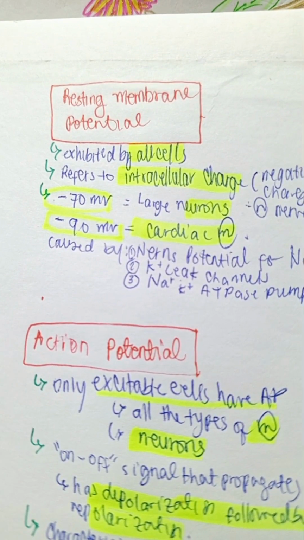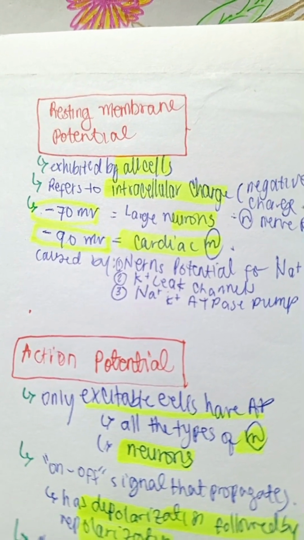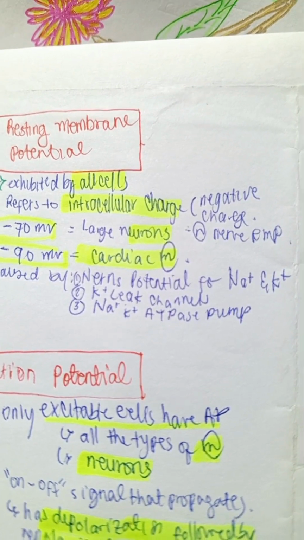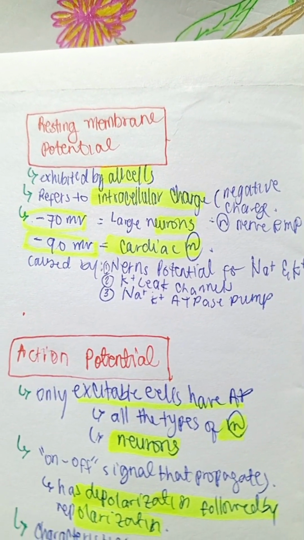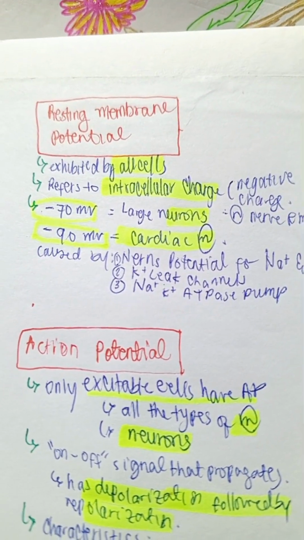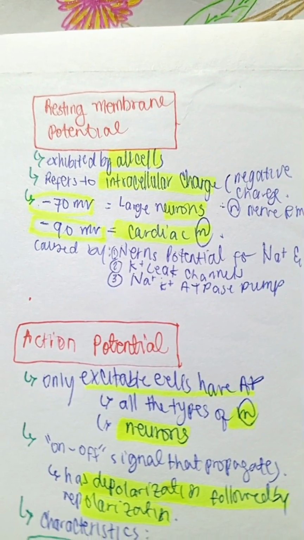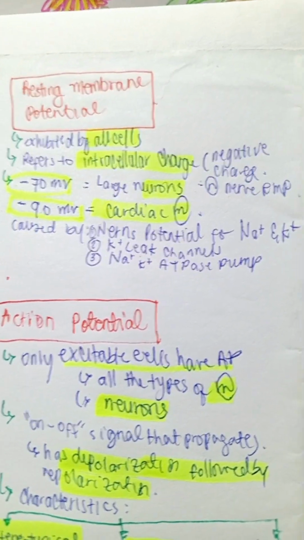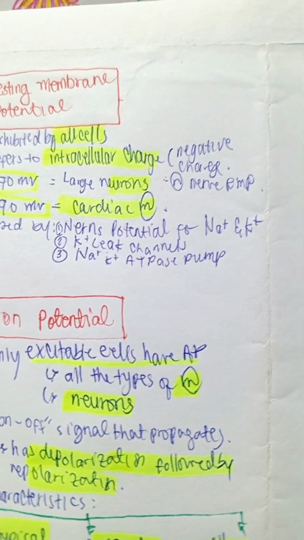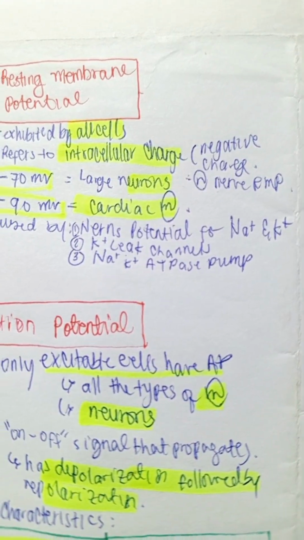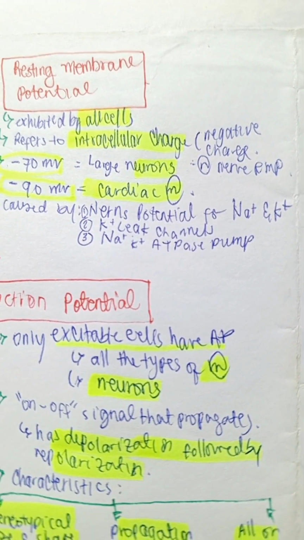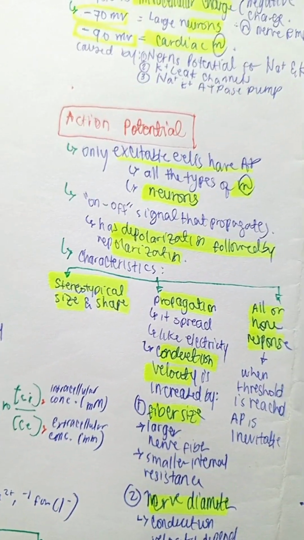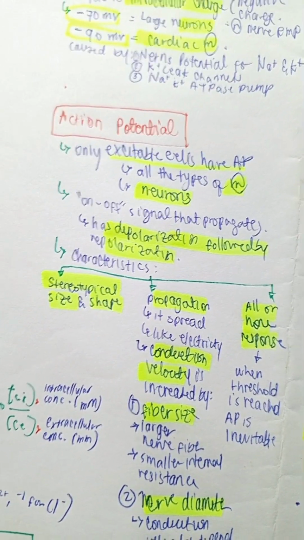This potential is exhibited by all cells, and it refers to the intracellular charge, which is negative. For neurons, or large neurons, the RMP is negative 70 millivolts, and the RMP for cardiac muscle is negative 90 millivolts. These are caused by the Nernst potential for sodium and potassium, and also by the potassium leak channel and the sodium-potassium ATPase pump. For the action potential, we can only see this in excitable cells.